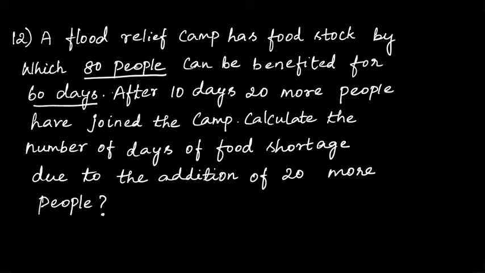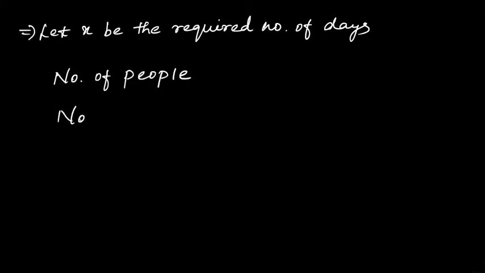So let us assume x to be the number of days and we will write the tabular column. So let x be the required number of days, and for the tabular column first we will write number of people and number of days. So initially there were 80 people, but after 10 days what happened? 20 more people have been added up. So now 100 people are there.